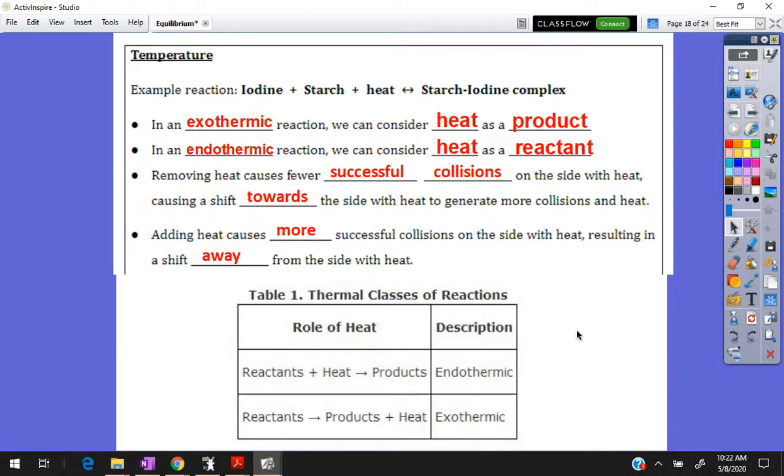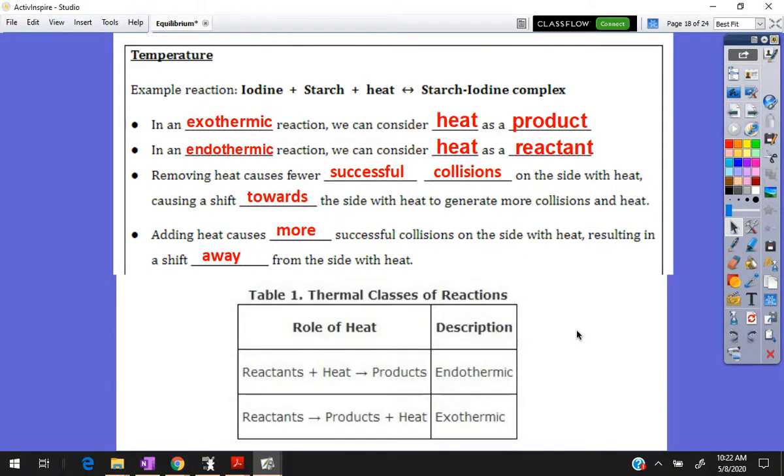So removing heat will cause fewer successful collisions on the side where there's heat, and there will be a shift towards the side with heat to generate more collisions and more heat. Just like we did with our concentrations. If we remove something from that side, we shift back towards that side to replace it.